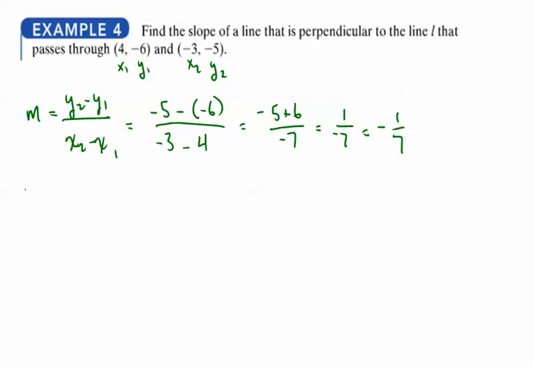So what would the slope of the perpendicular line, or the slope of the line perpendicular to that line, be? It would be opposite sign, so positive, and reciprocal. 1 over 7 reciprocal is 7 over 1, which is simply 7.